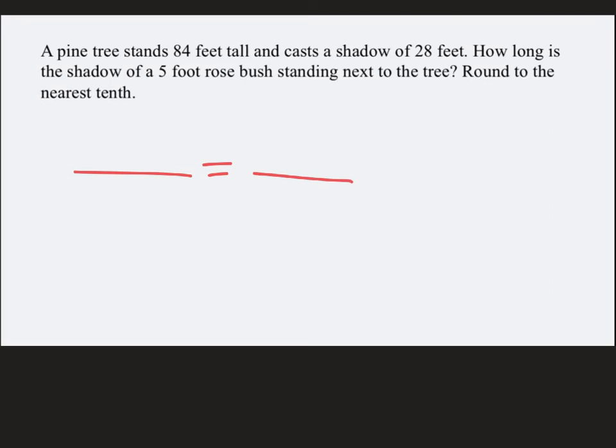So if it's 84 feet tall, okay, so 84 feet tall and 28-foot shadow. So I'm going to put shadow just so I know which one's which. Doesn't matter if you flipped it, that's totally fine. Height could have gone on top, shadow could have gone on the bottom. But since I did it this way, make sure that you follow suit on the other side.